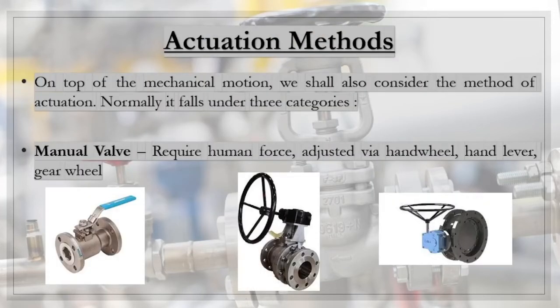Okay, so now after we described the two types of motion, the linear type and the rotary type, there are different actuation methods to control or operate the valve. We can categorize them under three categories. The first type is the manual valve. The manual valve requires human interference, or human involvement. So we can make an adjustment via the hand wheel, hand lever, or gear wheel.